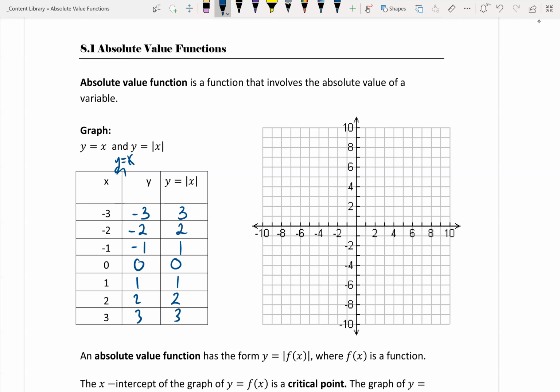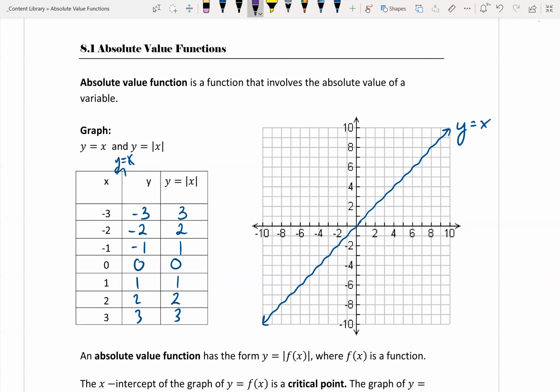So let's just graph our linear graph first. We certainly know what this picture is going to look like. A straight diagonal or oblique line with a slope of 1. So this is y equals x.